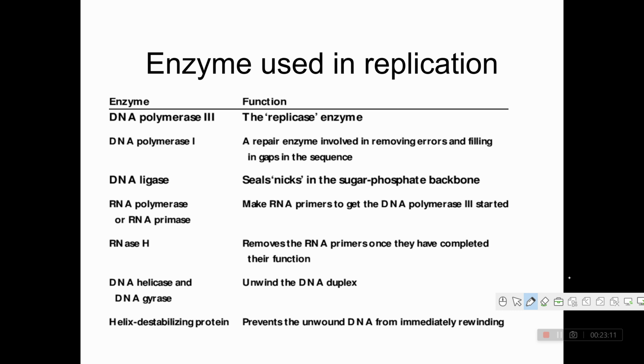These are the enzymes that are used in DNA replication. First is DNA polymerase 3, DNA polymerase 1, DNA ligase, RNA polymerase, RNA primase, RNase H, DNA helicase, DNA gyrase, and helix destabilizing protein, that is SSB.